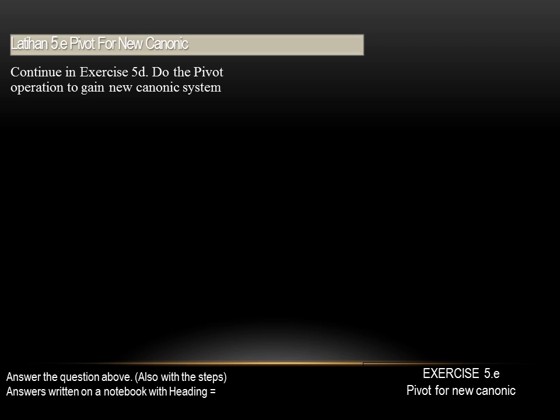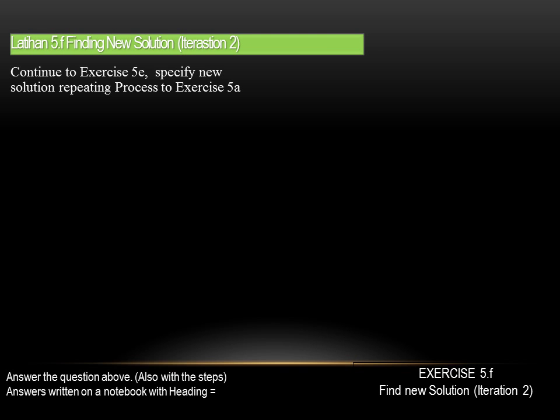So this is another exercise to do the pivot operation to get a new coordinate system. With the same problem, you can do the pivot for the new canonical form. Now we can find the solution of iteration 2 by repeating the process from exercise 5.